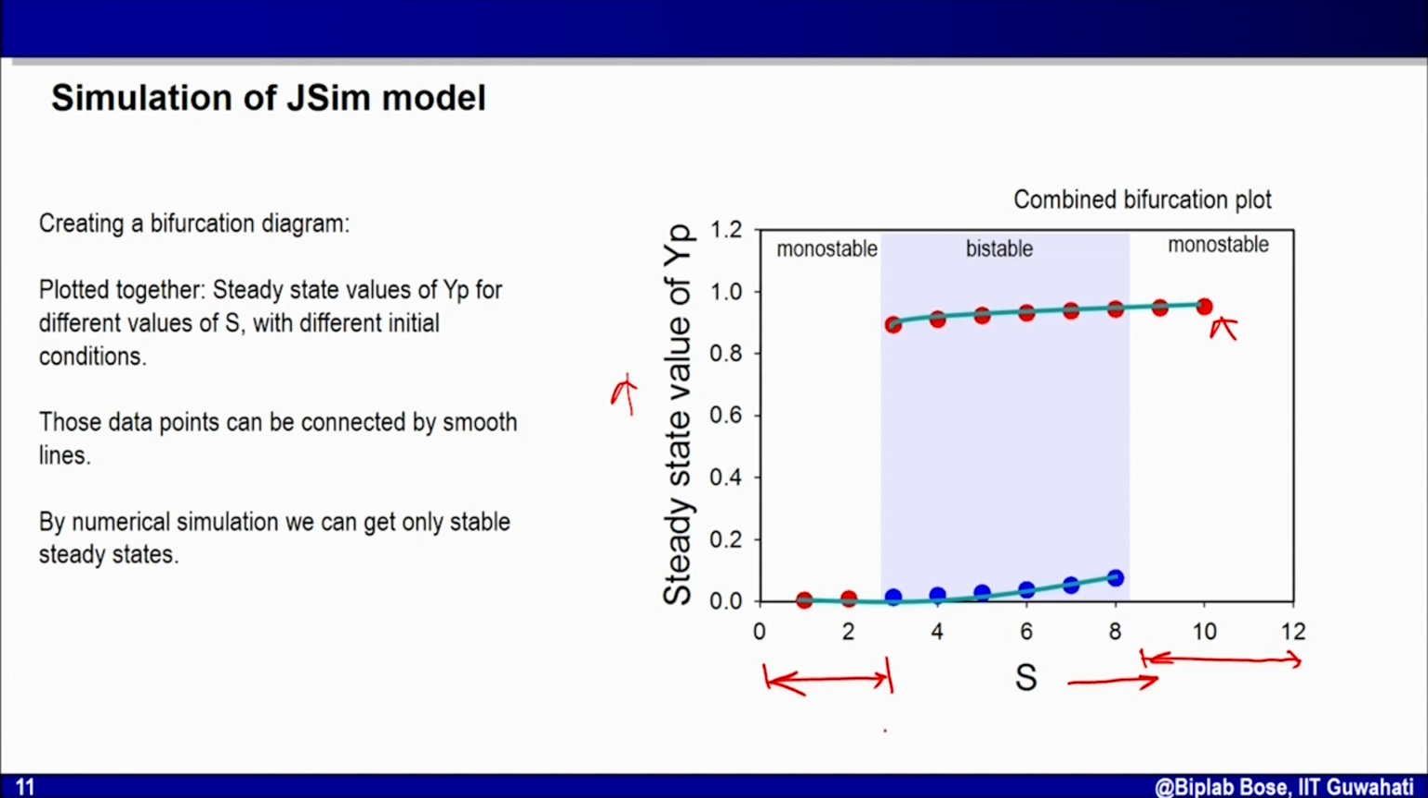In between, in the gray region that I have shown here, the system is bistable because it has two steady states, shown by these red dots, the higher steady state, and these blue dots, the lower steady state. Depending upon the initial value of x and yp, that is the initial condition, the system will either go to this lower steady state or to the higher steady state. So that's what the bifurcation concept tells me.